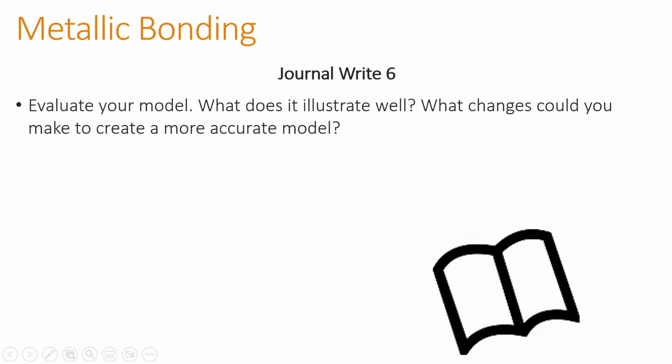So you can go ahead and answer Journal Write 6. We want to look at that bead model of the electron sea, and we want to examine what it illustrates well, and what changes you could make to create a more accurate model. So what are the limitations of this model? What does it show well? What does it show not so well?